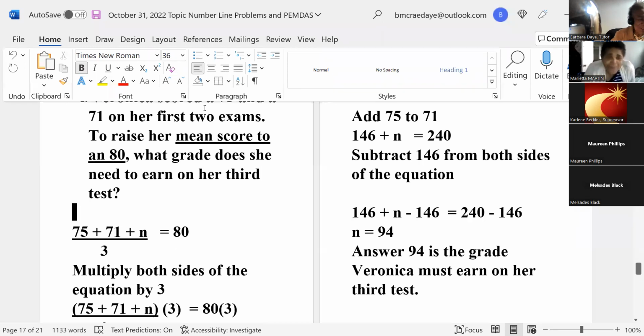Very good. That's right. Stop me if you don't follow. 75 and 71 gives the 146. So now you have 146 plus an unknown score equal to 240. What number do I add to 146 to get 240? It has to be 240 minus 146. And I get what? 94. Okay, all right then. That clearer now? Yes, it's clear. Very good. So that's the second type problem.